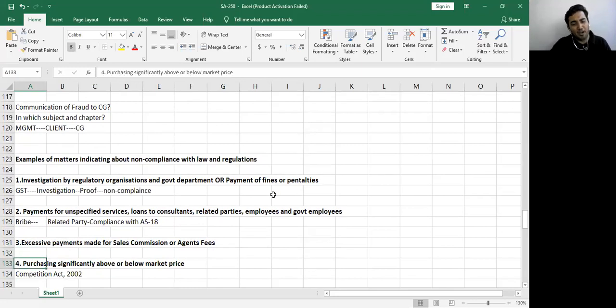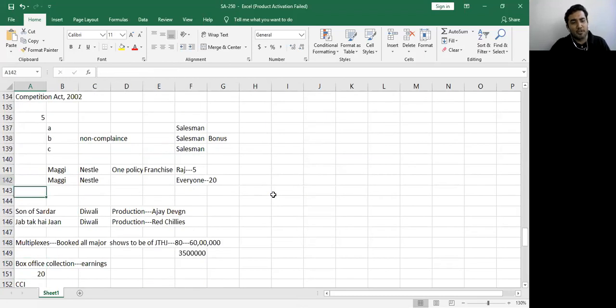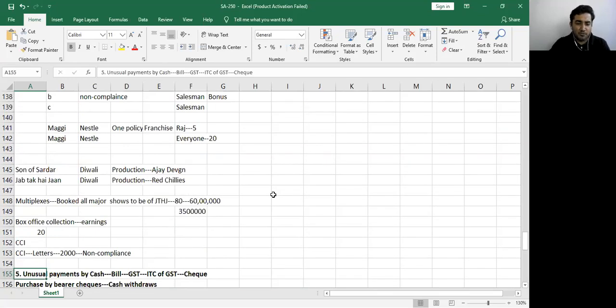Purchasing significantly above or below the market price. We had sufficient discussion on this yesterday regarding the Competition Act. So if you try to disturb the market by purchasing above and below the market price, that can again cause problems to you.